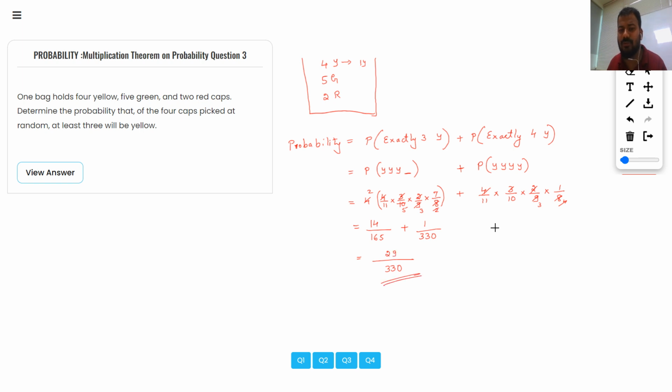So our final answer is going to be 29 over 330. I hope you guys are clear with this. It's just about the multiplication theorem, and we keep on multiplying based on the condition given.